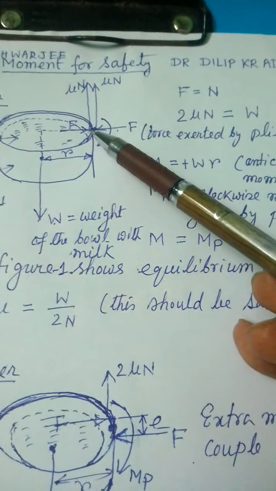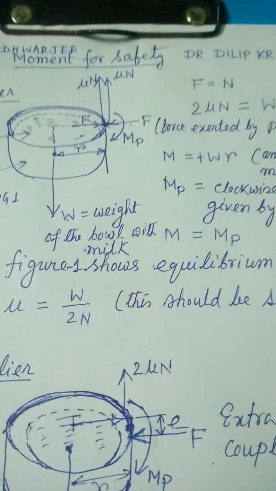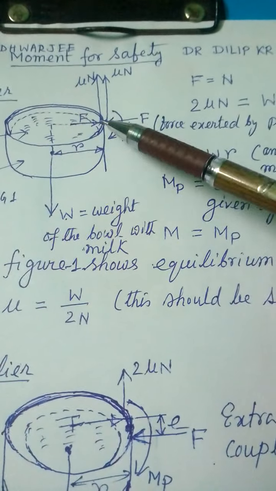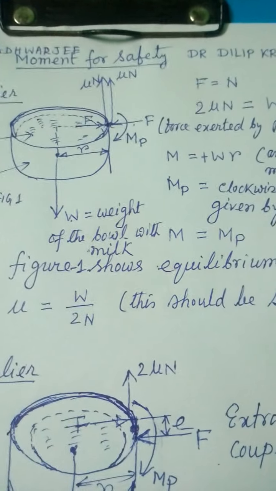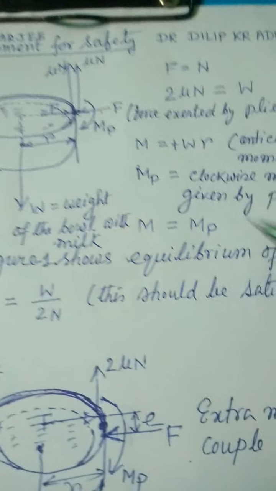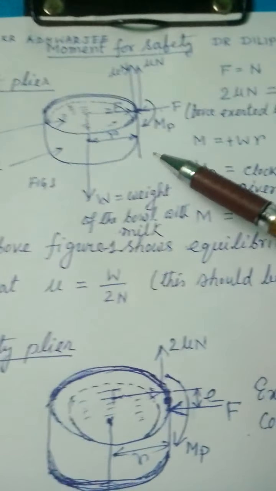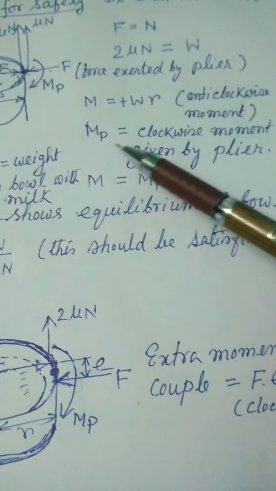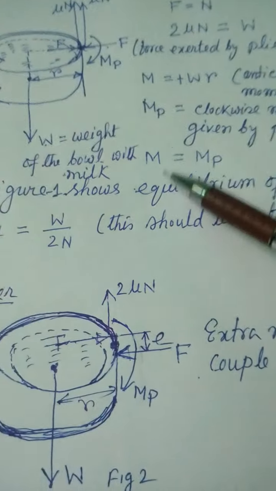Now, F is the force given by the plier, and the normal reaction will be the same as the force. So mu into n is in the upward direction from inside of the bowl, and outside the bowl mu n also. Mu is constant on both sides. So this is twice mu n equal to W. So it is very clear that the moment by this force is an anti-clockwise moment, and MP is a clockwise moment given by the plier. Okay, these two are equal. M is equal to MP.